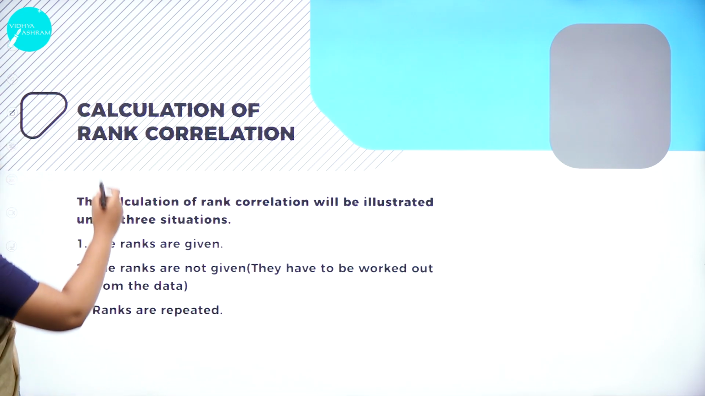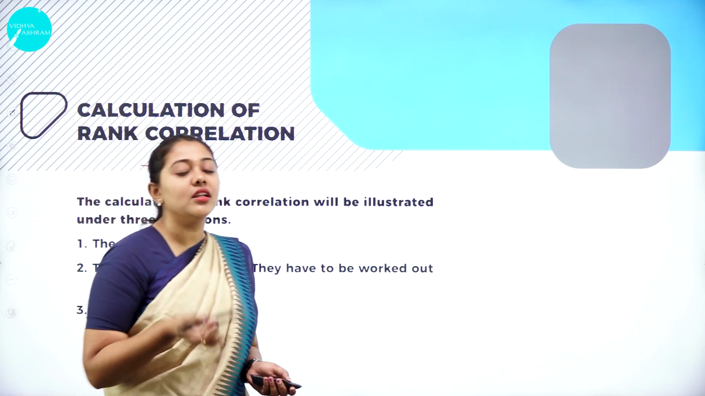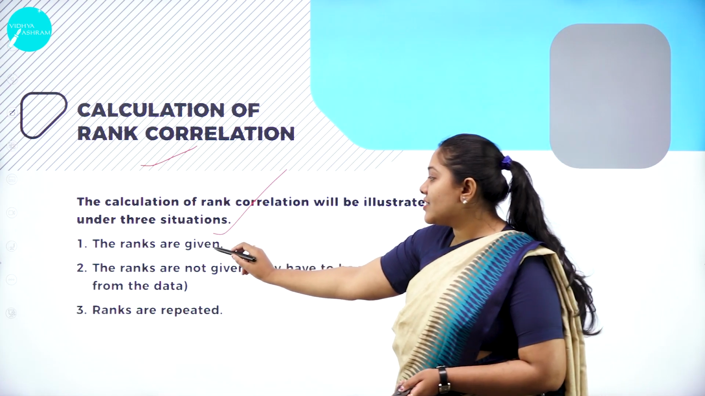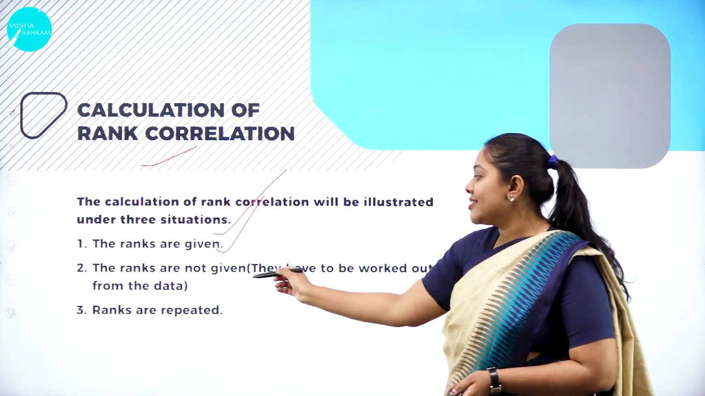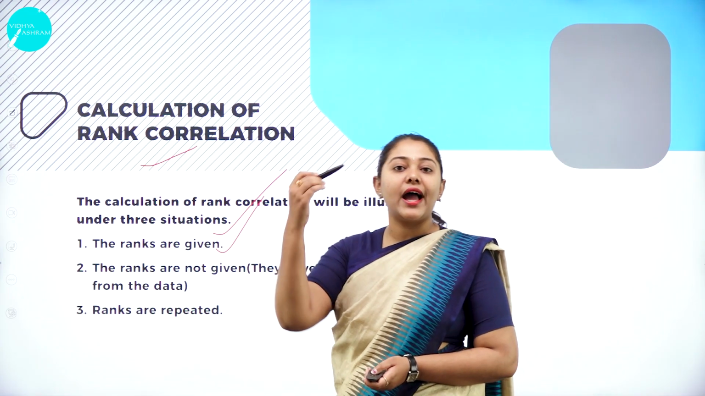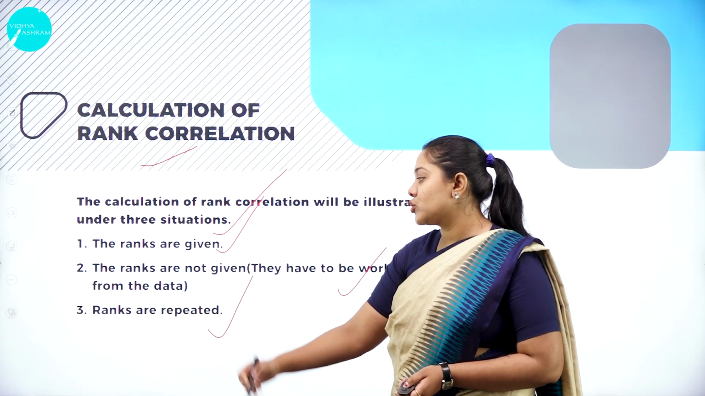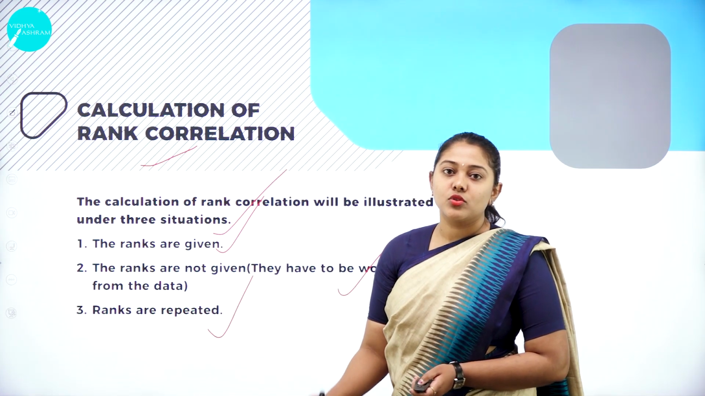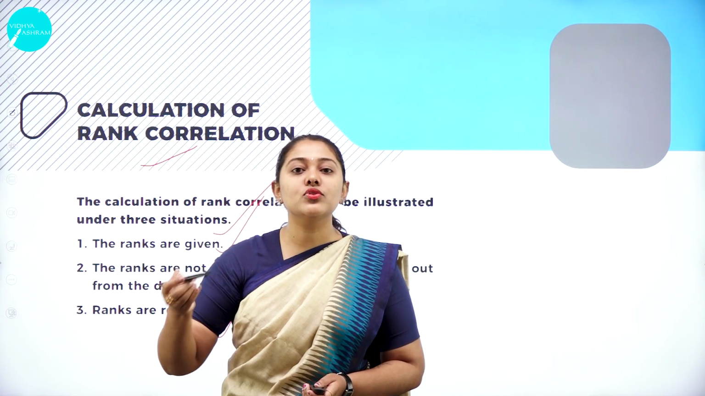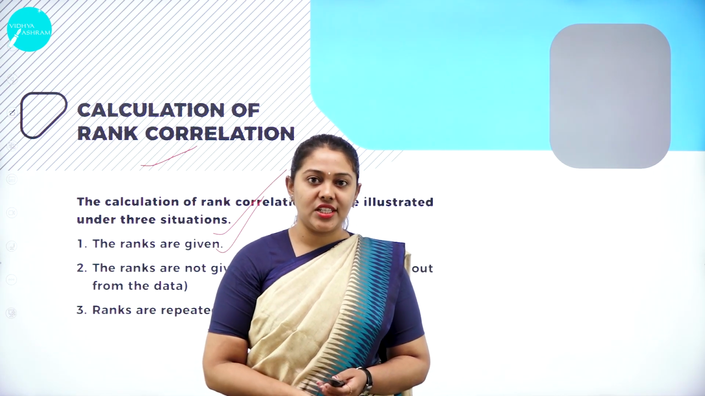Moving forward, calculation of rank correlation. It can be calculated under three situations. First situation: the ranks are given. The second situation: when the ranks are not given, so with the help of the data itself, we have to find out the ranks. And the third situation is what? Ranks are repeated. So ranks will not be the same; they will be repetitive in nature. How to solve the problems under these three cases, we'll look at in today's class.